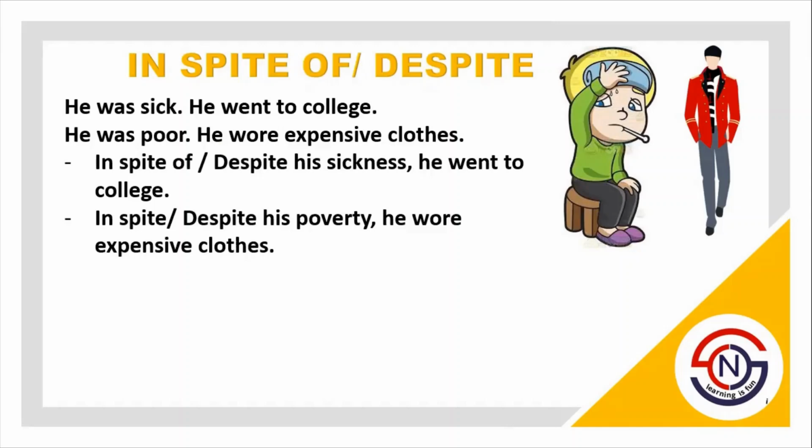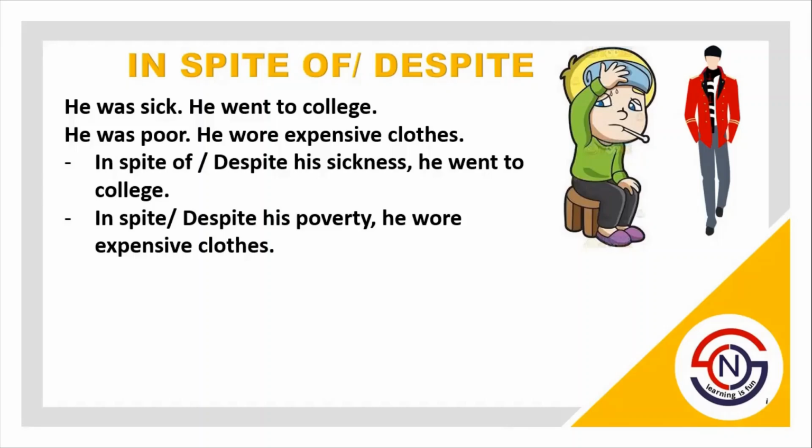It is because after in spite of or after despite, we don't use a clause. We use a noun phrase. After although, we use the situation in clause form. But after in spite of or despite, we have not a clause, but a noun phrase: sickness and poverty. Sickness is the noun phrase of he was sick and poverty is the noun phrase of poor. That's what you have to do.